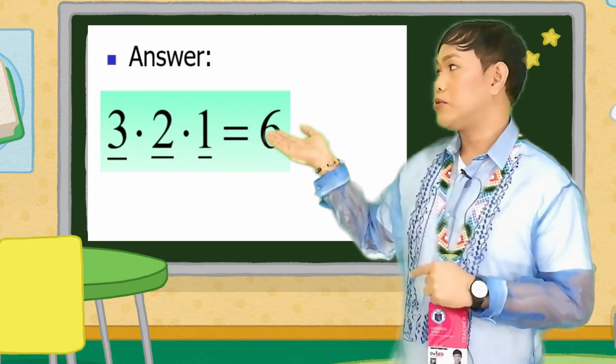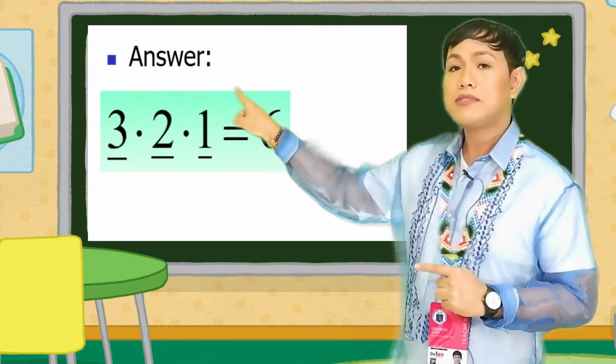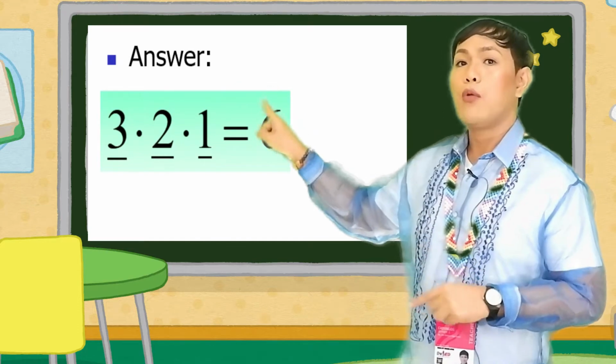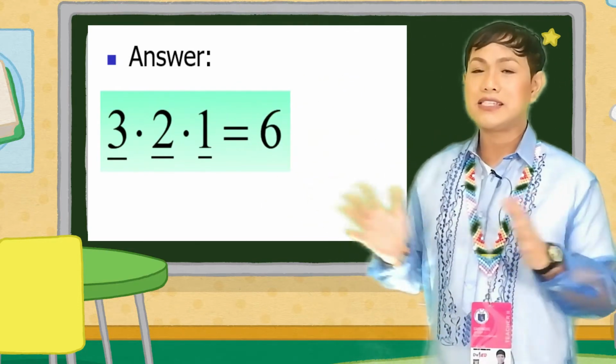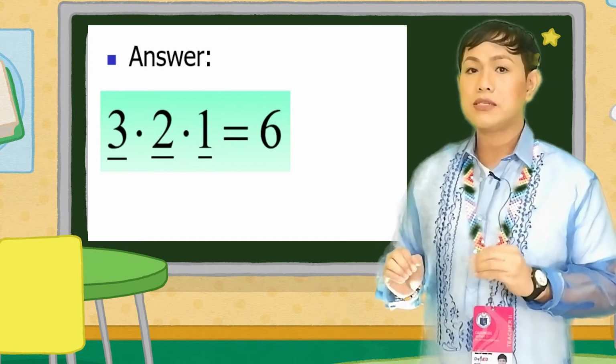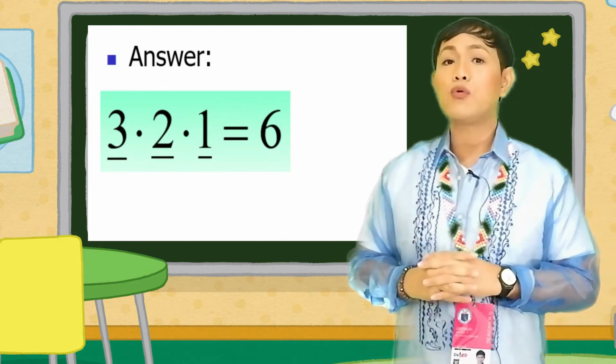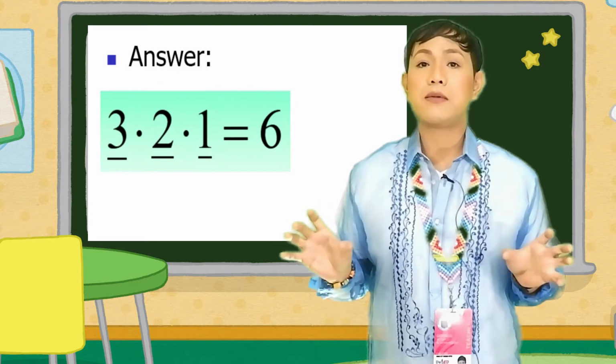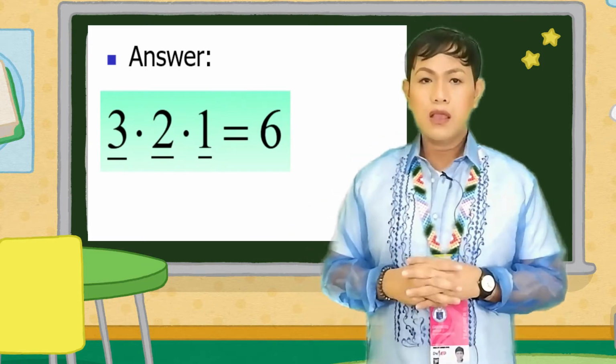Therefore, our answer would be 3 times 2 times 1. And what do we have now? Voila, it's a simple number 6. Therefore, there are 6 possible ways by which we can arrange 3 people for a picture.